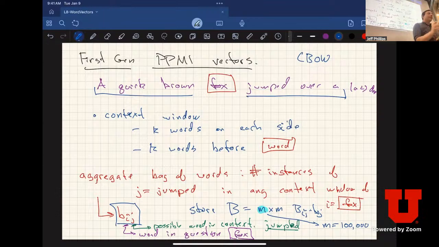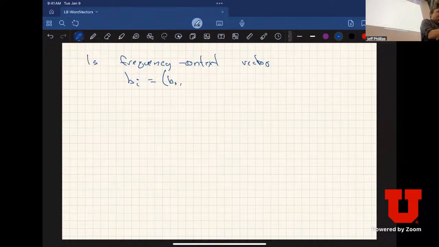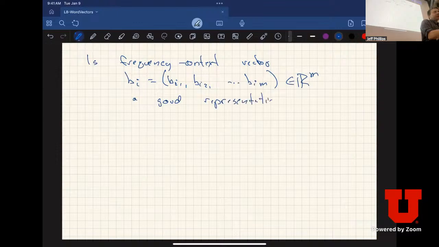Now, these aren't quite the vector representation. So I could think of this as a frequency context vector b_i, which is going to be equal to b_i1, b_i2 up to b_im, right? Again, this would be a vector in R^m. Is this a good representation by itself?